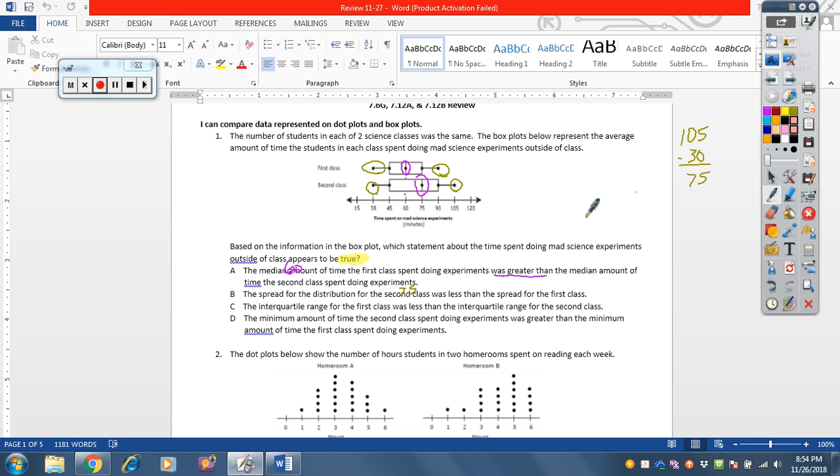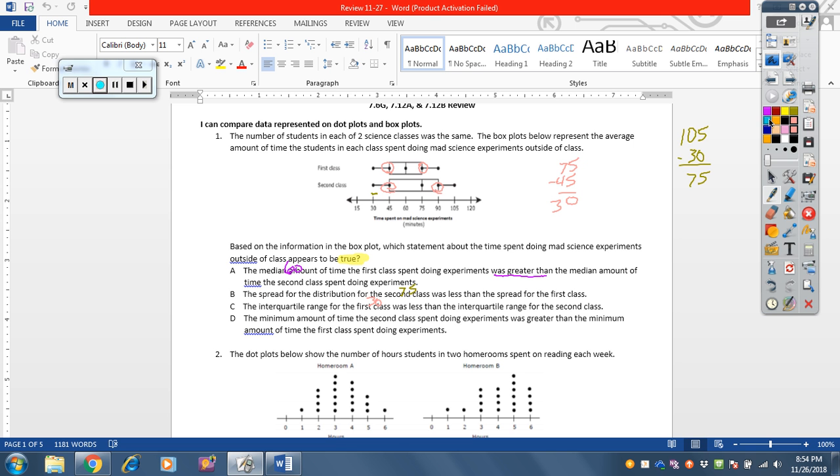C says the interquartile range for the first class, I'm going to erase all this, this is too much writing. Interquartile range for the first class, that is this number in the box minus this number in the box. So interquartile range for the first class is 30. Is less than the interquartile range for the second class. So you're going to have to do 90 minus 45. Is 30 less than the interquartile range for the second class?